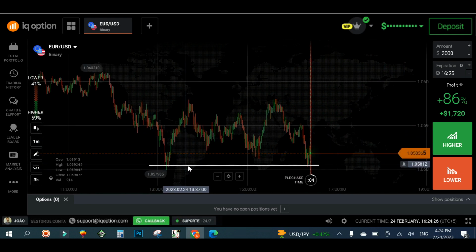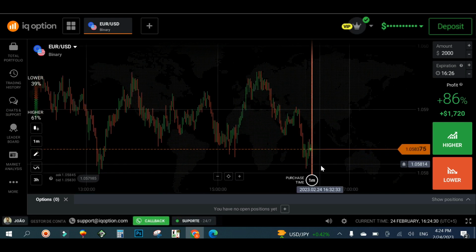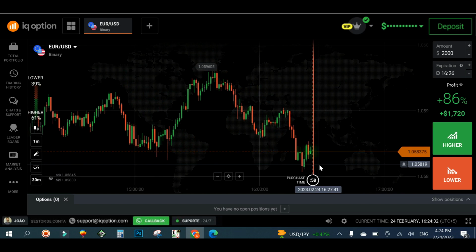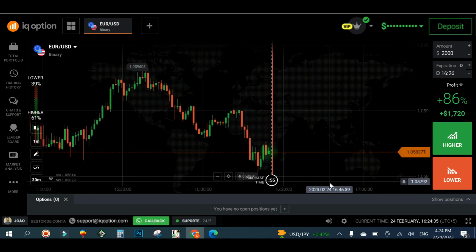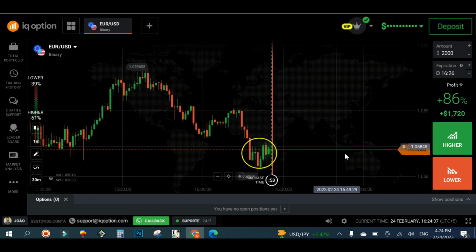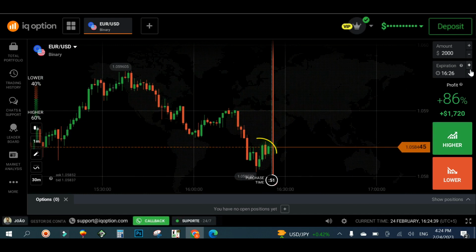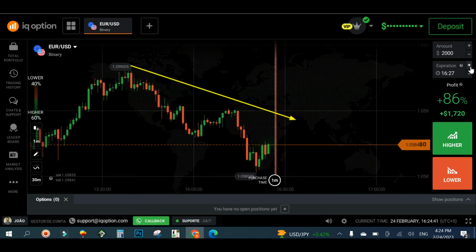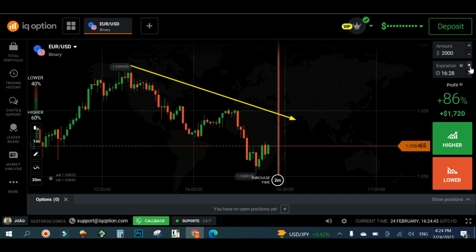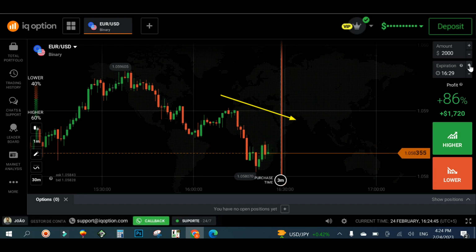So, let me draw here a support key level. On this support level, here market retracement will give us opportunity to upward direction trade. This strategy is useful for traders who are looking for profitable trading opportunities in a bearish market. I will place a trade for 5 minutes time frame.